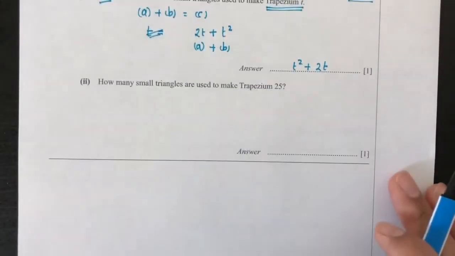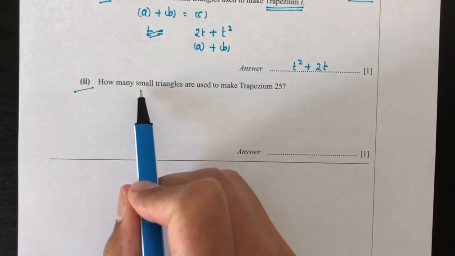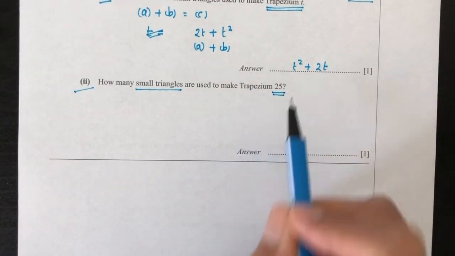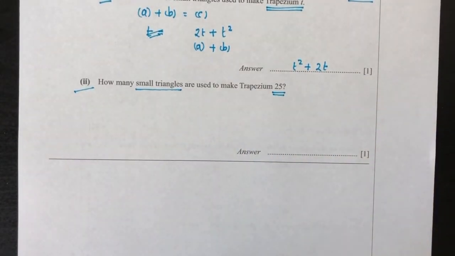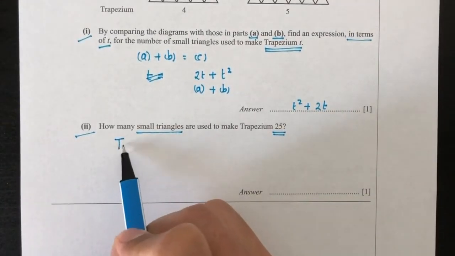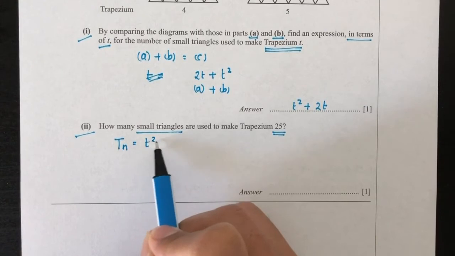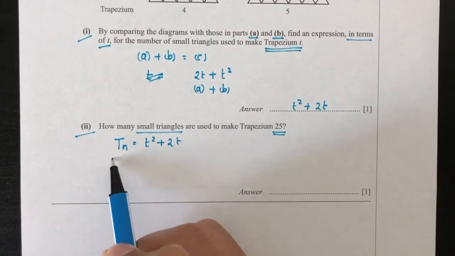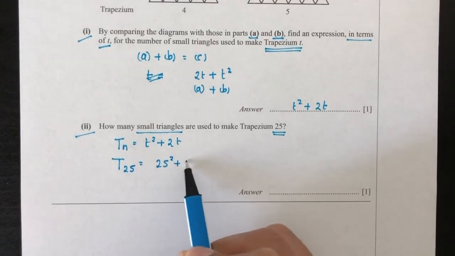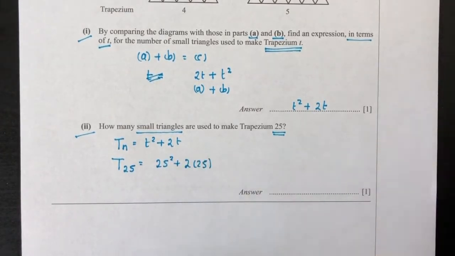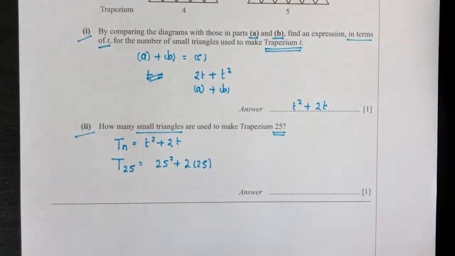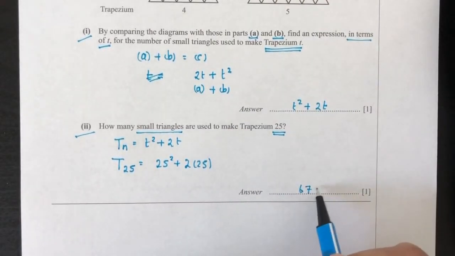Now for part 2, how many small triangles are used to make trapezium 25? Same steps. Now we have n is T square plus 2T. So term 25, diagram 25 will be 25 square plus 2 times 25. That will be 675 as your answer.